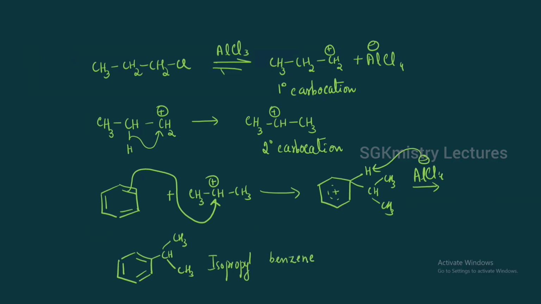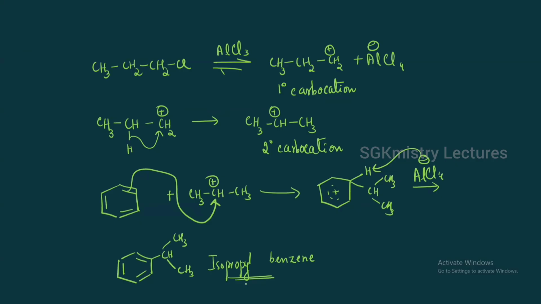So here you're going to get the major product, that is isopropyl benzene, because of the rearrangement that is taking place, and because the secondary carbocation is more stable when compared to the primary carbocation. So the pi electrons present in the benzene attack the carbon bearing the positive charge, that is mainly the secondary carbocation, because of which you get isopropyl benzene as the major product.